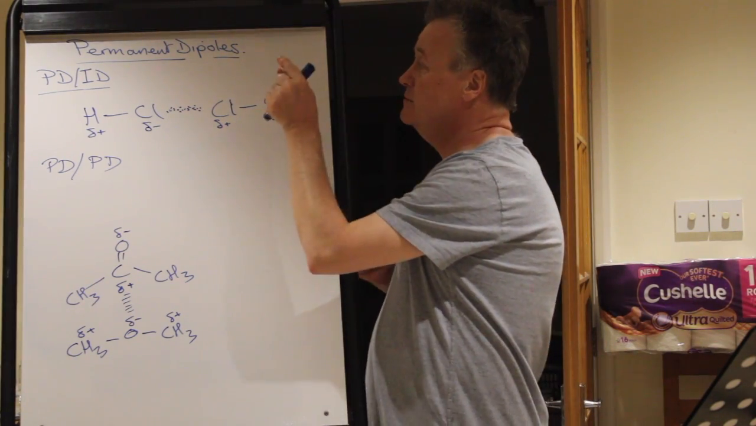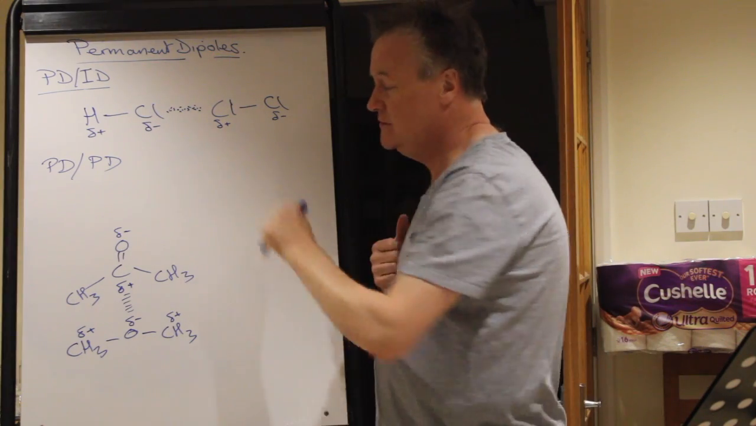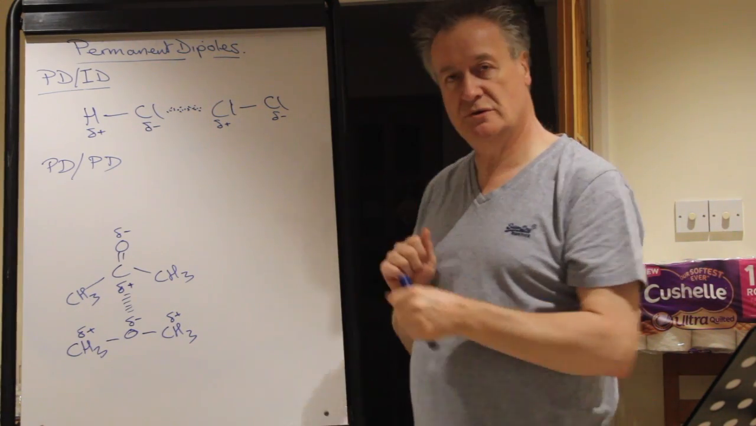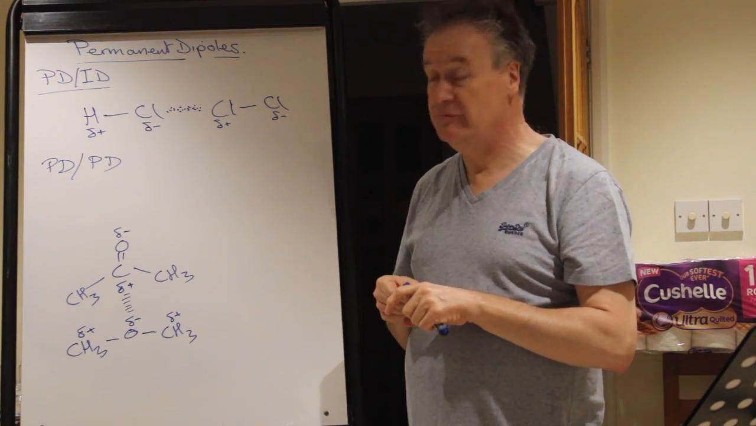Hydrogen bonding is a very special form of permanent dipole that is significantly stronger, and we will cover that in a special session that's going to follow, not immediately because we haven't filmed it yet.